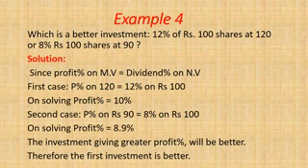And in the second case, profit percent on rupees 90 is equal to 8% on rupees 100. It implies that P by 100 times 90 is equal to 8 by 100 times 100. Finally, the profit is equal to 8.9%. The investment giving the greater profit percent is always the better one. Therefore, in this question, the first investment is the better one.